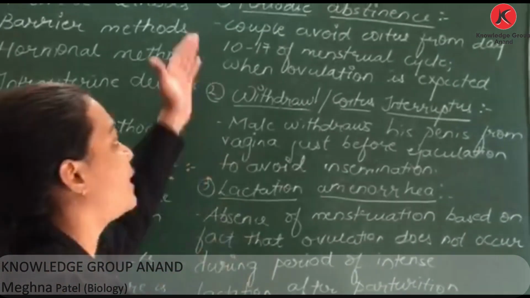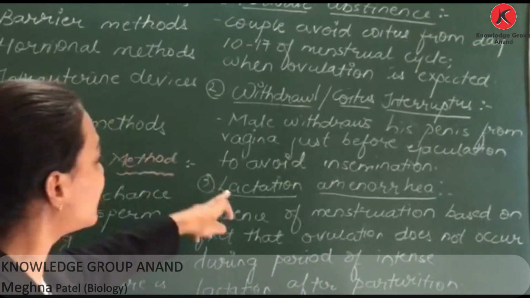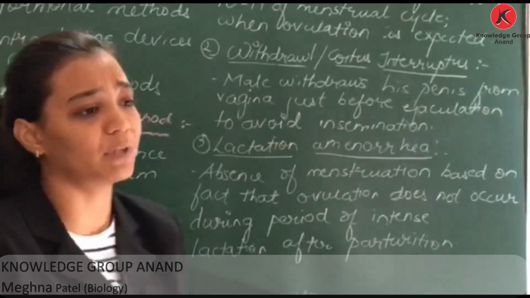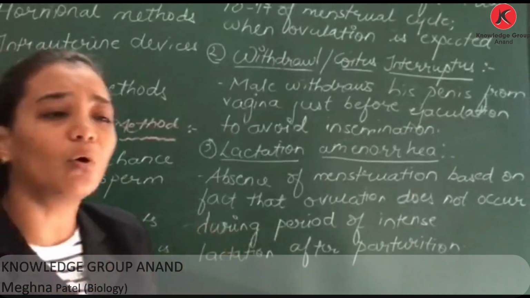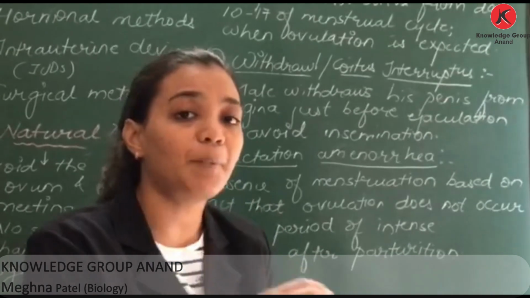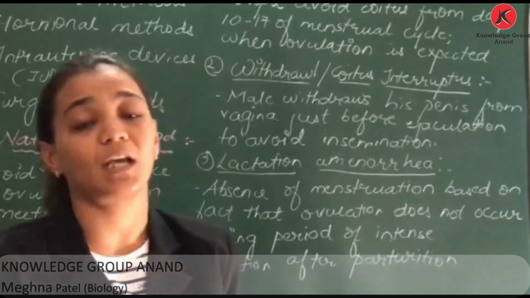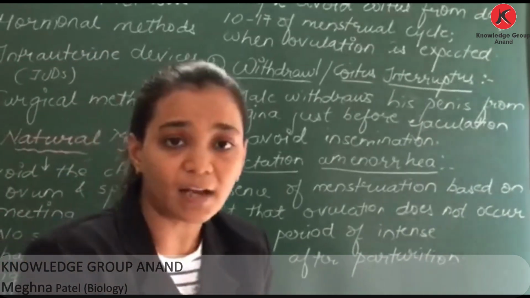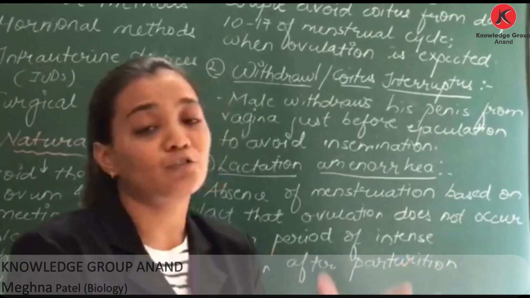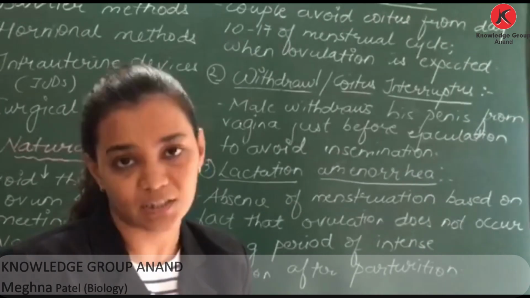So the first method was periodic abstinence. The second method is withdrawal, coitus interruptus. The third method is known as lactation amenorrhea. Lactation amenorrhea is a method only for females who have just delivered a child. After parturition, when the female is lactating, that is, producing a large amount of milk for nourishing the child, in this duration she will not be ovulating. So if sexual intercourse takes place, as the female is not ovulating, there is no chance of fertilization.